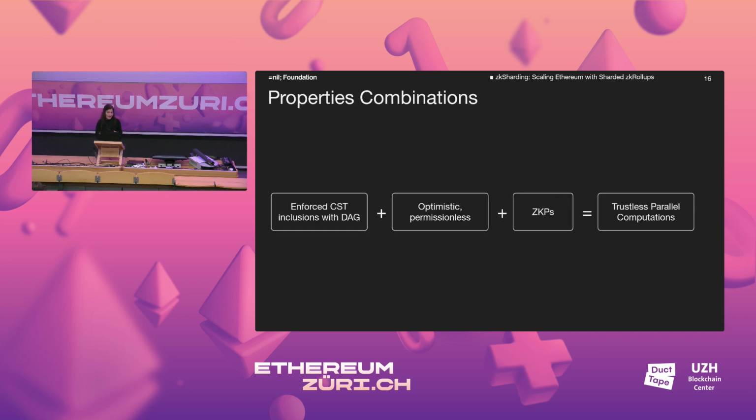Okay, so this is my last slide. I want to give you our properties in the last slide and what we achieved. So we achieved censorship-resistant cross-shard communication by these DAG-based enforced CST inclusions with DAG. And we decided some key design choices in our communication channels, such as optimistic, permissionless and non-atomicity, and that increased the cross-shard communication performance. And we back that up with zkPs, and in the end, we have trustless parallel computations. And that's the end of my talk.